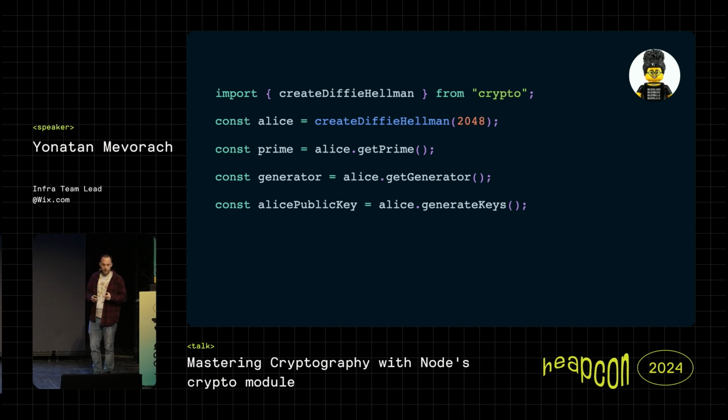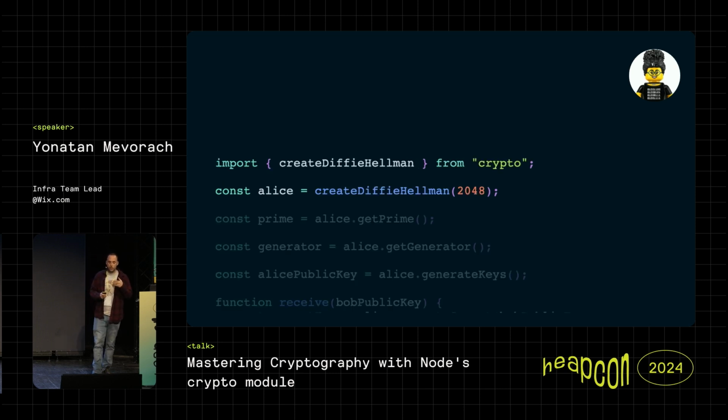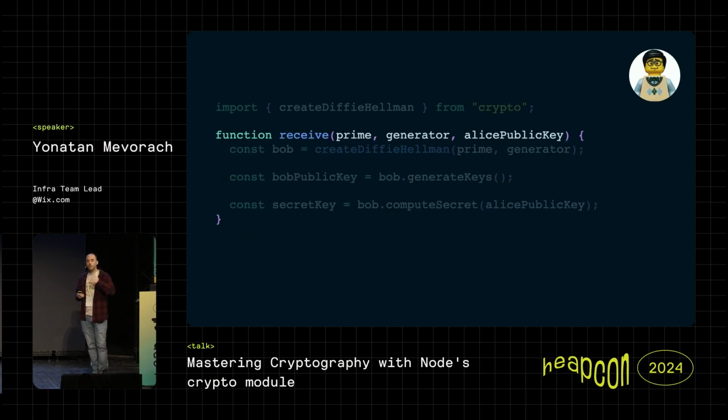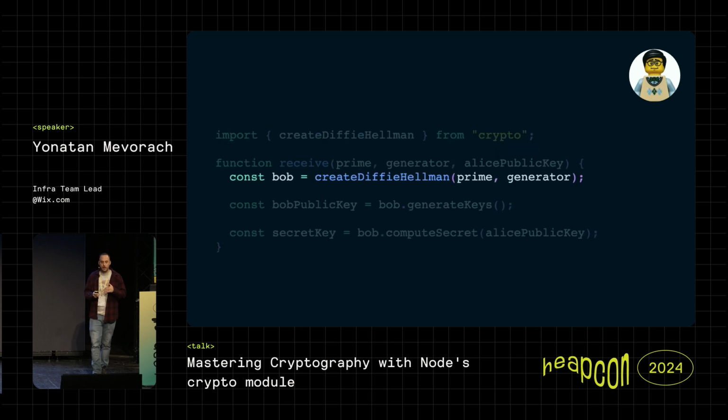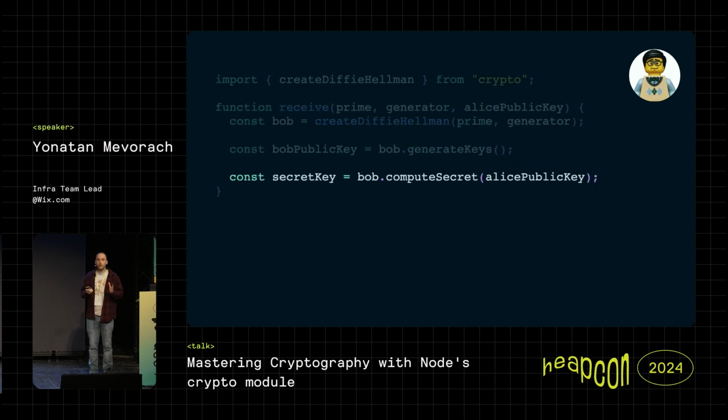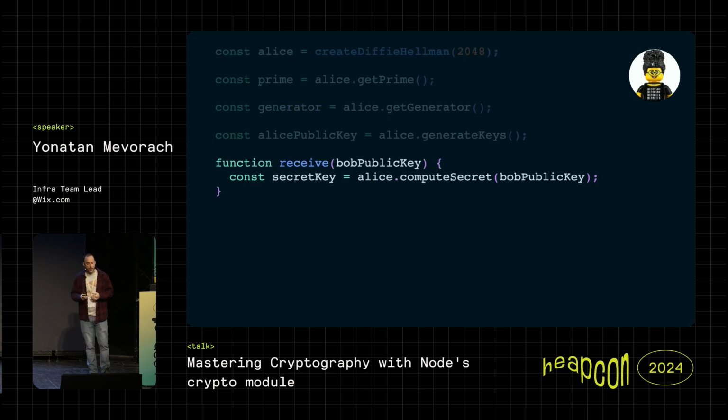So the first thing that Alice needs to do to perform the key exchange is call createDiffieHellman. By the way, this is quite slow. On my machine, this takes like 20 seconds. And then she's able to get the prime, the generator, and the public key. And then when Bob gets the prime, the generator, and the public key, he can calculate his public key. And then you can also already see the secret key. And then Alice receives Bob's public key, and she's able to get the secret key as well.